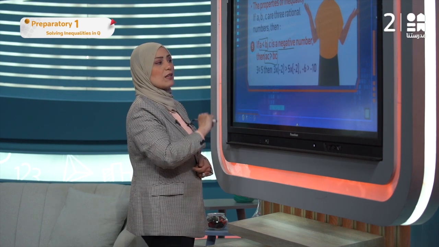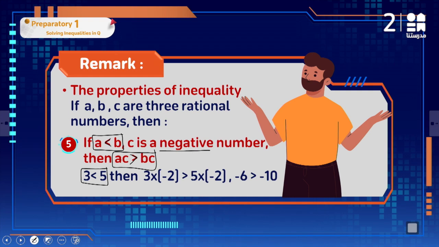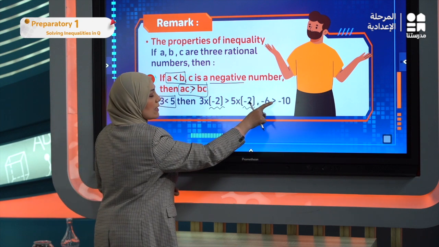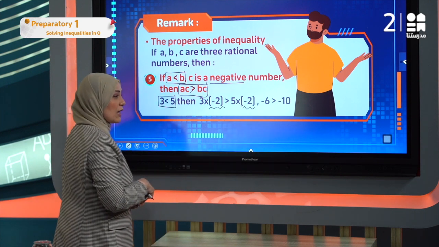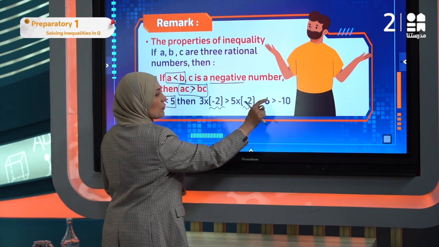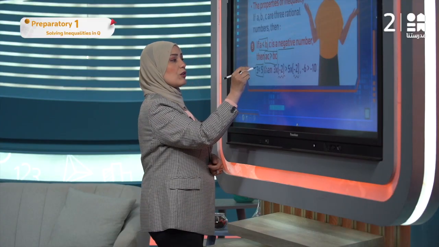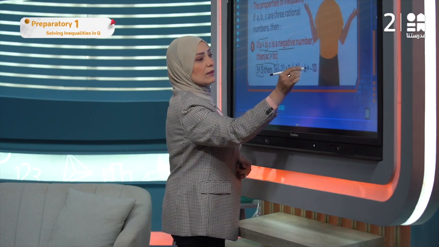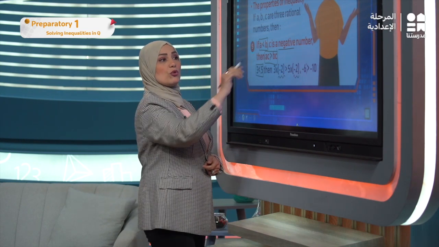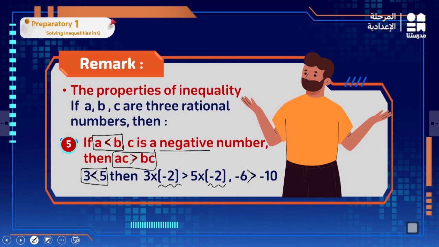So, for example, 3 is less than 5. When I multiply by a negative number, for example, we are going to multiply by -2 here. 3 times -2 is -6, and 5 times -2 is -10. And of course, -6 is greater than -10 because the smaller value with the negative sign will be greater. So we start from less, and we got greater. So when you multiply by a negative number, change the inequality sign.